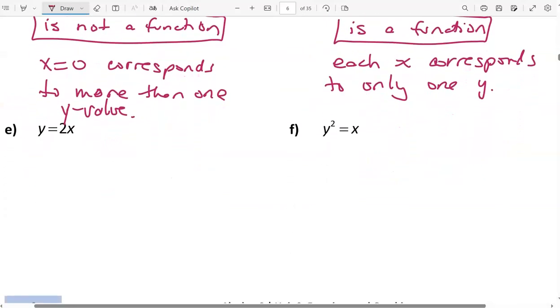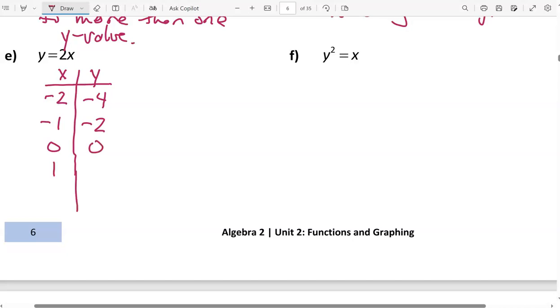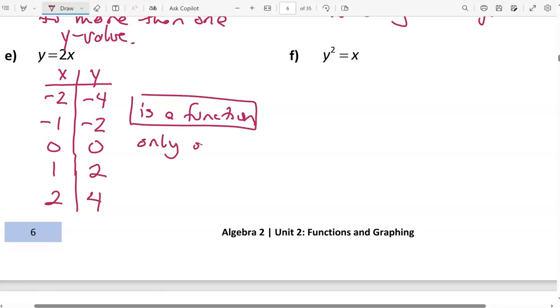When we're given a relation in equation form, like y equals 2x, I suggest that we look at a table of values. For instance, when x is -2, y has to be 2 times -2, or -4. When x is -1, y has to be 2 times -1, or -2. When x is 0, y is 2 times 0, which is 0. And when x is 1, y is 2 times 1, which is 2. When x is 2, y is 2 times 2, which is 4. When we multiply each x value by 2, it's only possible to get one result. So this is a function because there's only one y for each x.